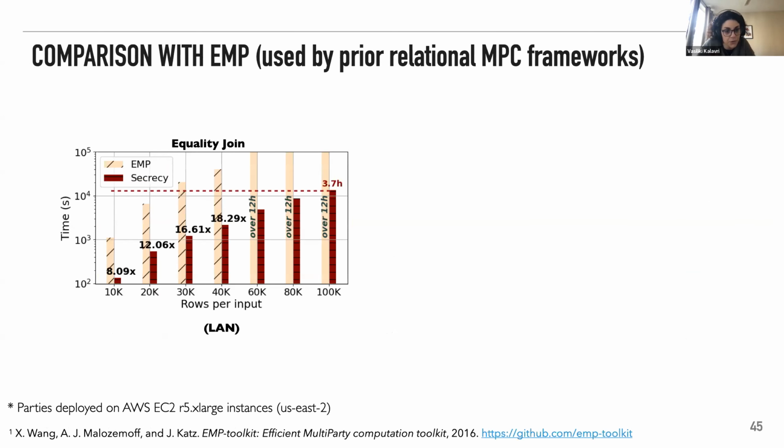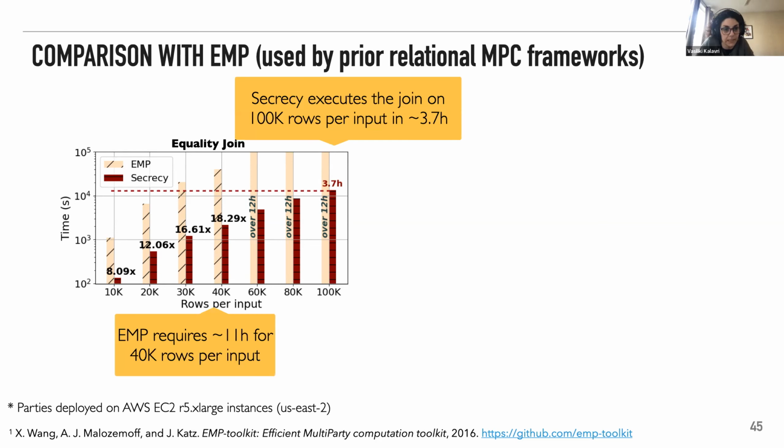The second result I want to show you is comparing Secrecy with this black box MPC library that prior works use. Unfortunately, none of these MPC relational frameworks is open source, so we could not directly compare with them, but we compare with the library that they use. But this library cannot support queries, so we instead compare 2 operators, a join and a sort. So what I'm showing you here is an equality join, a cross-product join on an increasing number of rows per input.